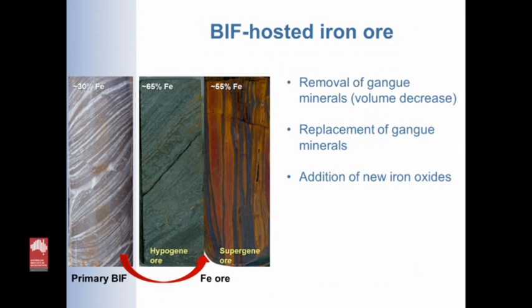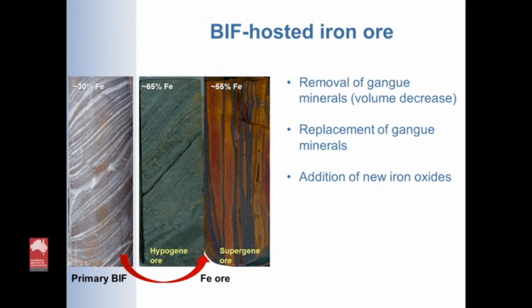So I've talked a little bit about BIF and its occurrence and what it looks like. Now what about the iron ore? How do we go from something like this on the left, which is primary BIF, to the different forms of iron ore? The middle one is magnetite-rich, and the right-hand one is goethite-hematite rich. There are three simple ways to do that.